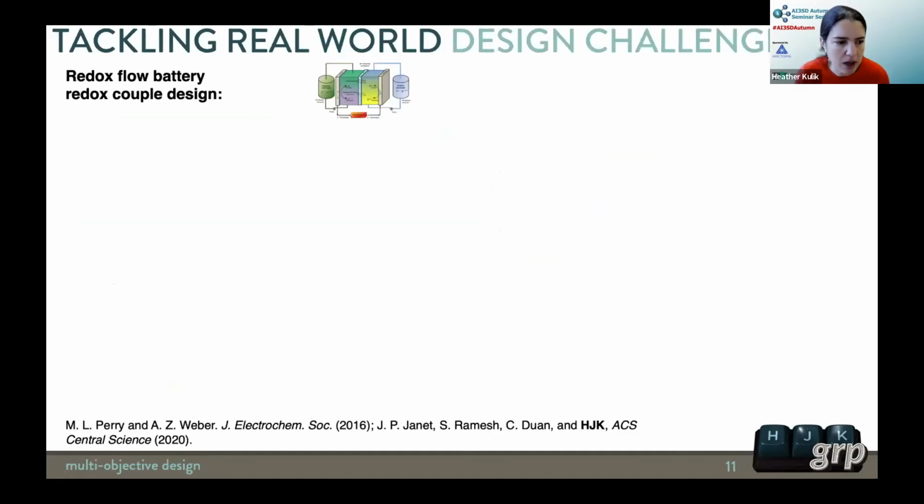So I'd like to move on to talk about how we then use these design principles to design real world materials, and how we address multifaceted design problems. The first way we decided to do this was to tackle redox flow battery redox couple design, in particular designing redox couples for polar non-aqueous electrolytes. In that case, people often use vanadium ACAC complexes, but these can be relatively easily oxidized or broken down.